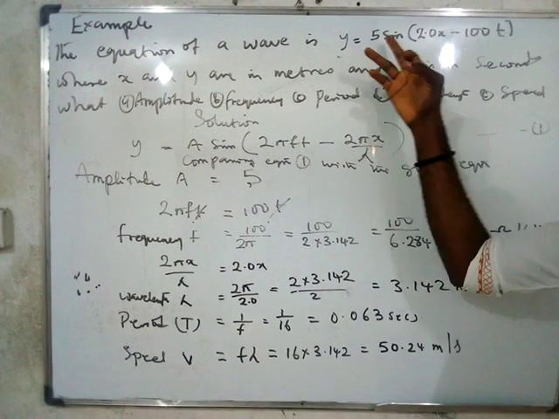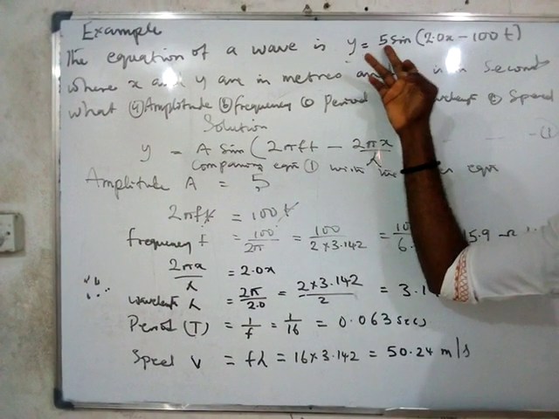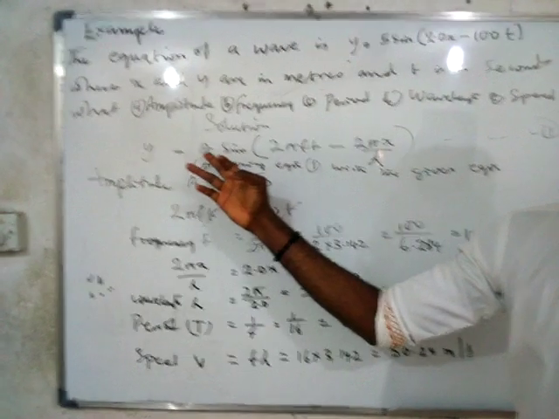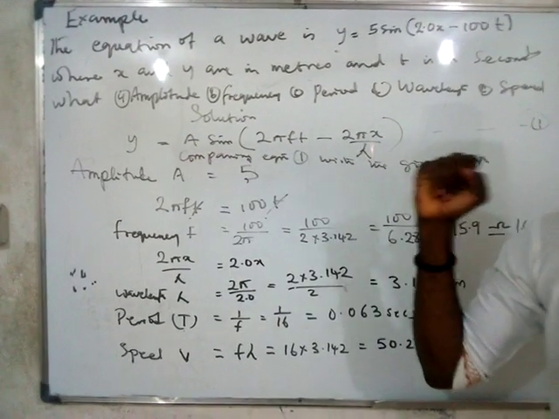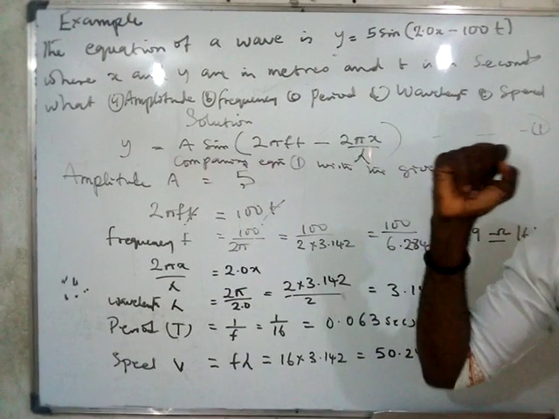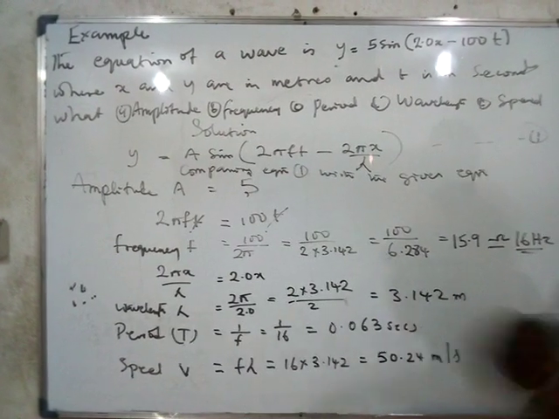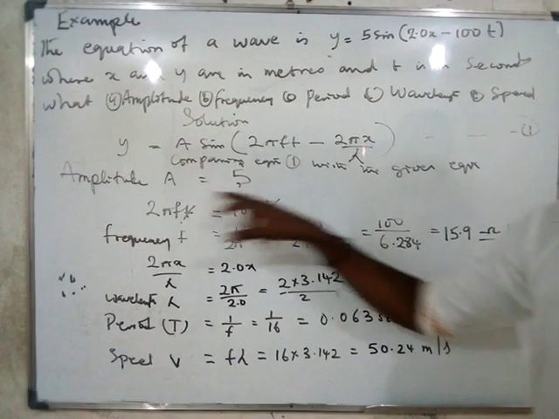Comparing these two, you can easily see that where we have 5 is similar to where we have the amplitude, A. A is the amplitude. So we can easily see that the amplitude A is equal to 5.